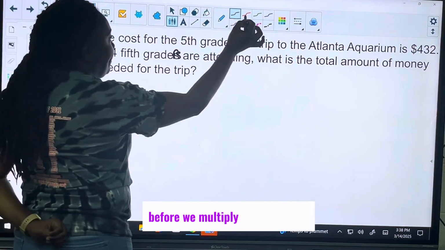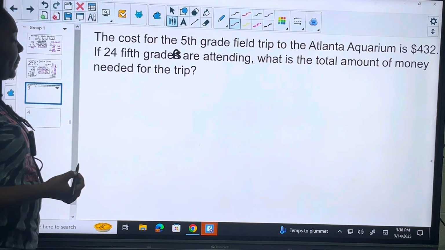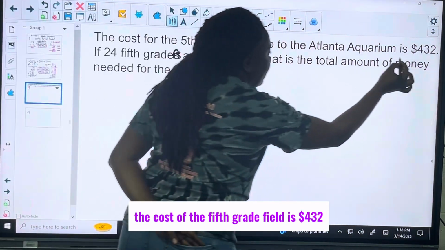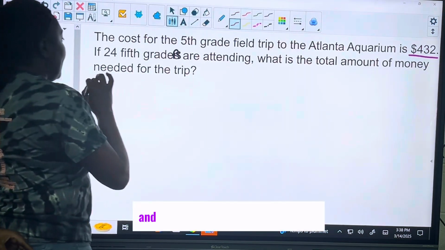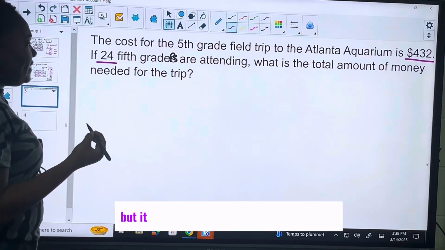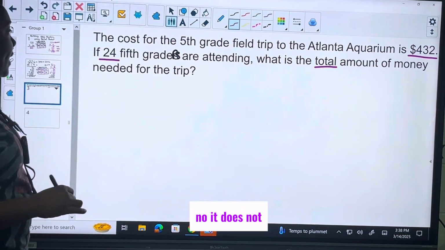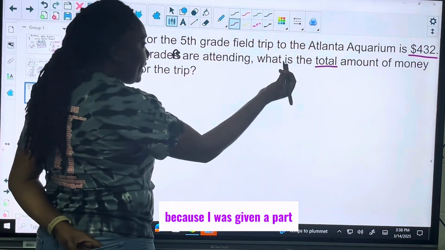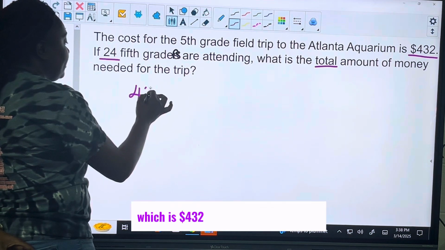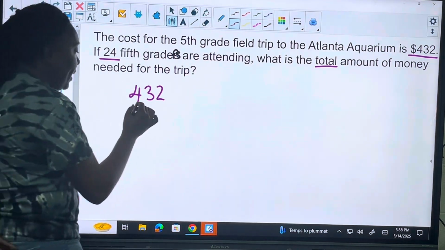Before we multiply, boys and girls, let's decompose our word problem. The cost of the 5th grade field trip is $432. And there are 24 5th grade students. But it says total. Does that mean I should add? No, it does not. Because I was given a part, which is the amount of money for one person, which is $432. And how many students there are, which is another part.